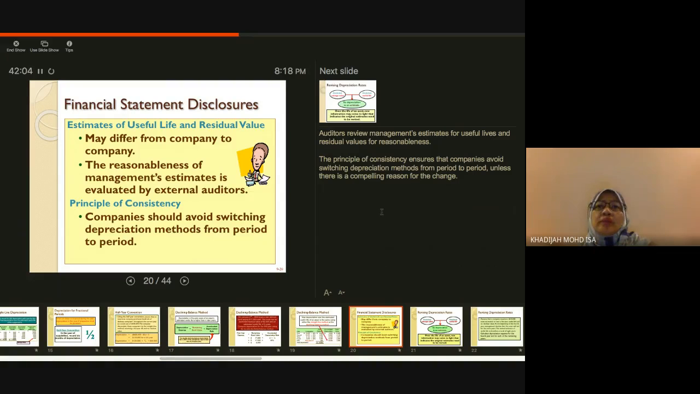So why is it so important? Because if you have a salvage value, the depreciation for the year is lower. Remember just now, if you have salvage value 0, the depreciation cost per annum is 10,000, but if you have salvage value, it becomes 8,000. 10,000 expense and 8,000 expense. What happened to your profit?